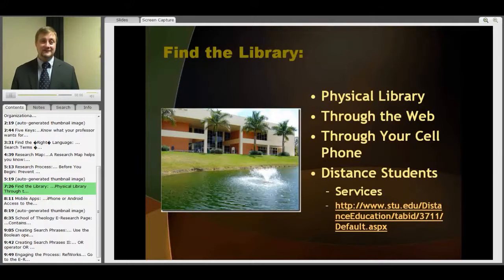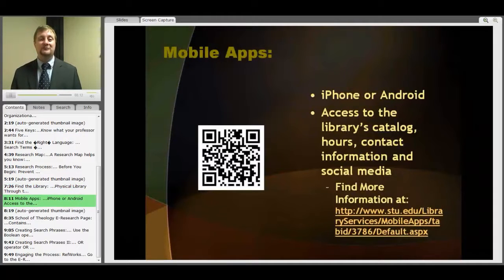If you are a distance student, please go to this website from our homepage, and it will tell you about how to get a hold of people to help you. It will tell you about how to have materials mailed to you, and it will tell you how to do interlibrary loans from your home.